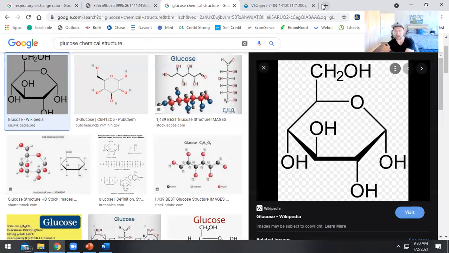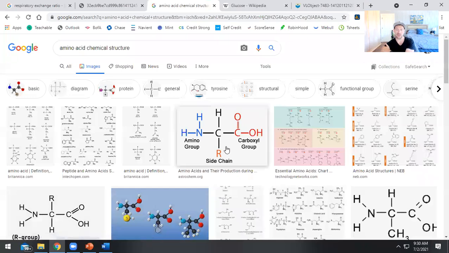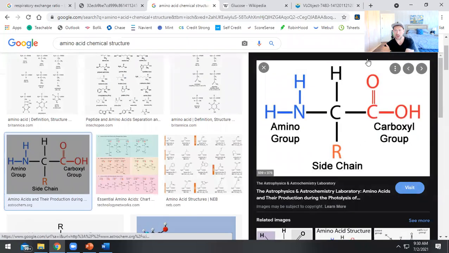But then we have amino acids. And amino acids look very different. Amino acids actually have a fourth ingredient. They've got a little bit of nitrogen. And then they've got this little carboxyl group. Don't worry about that, but that's carbon, oxygen, and hydrogen again. But see this little N right here, and then see this little R right here.